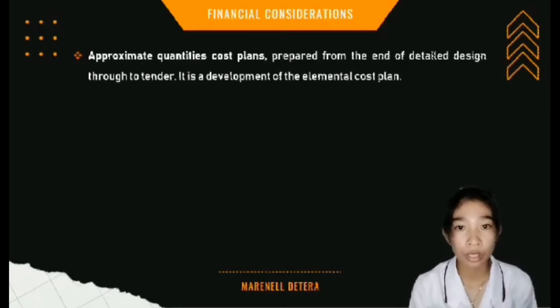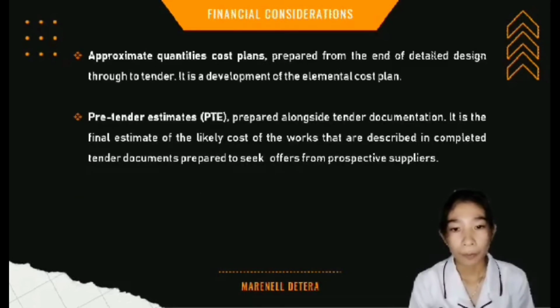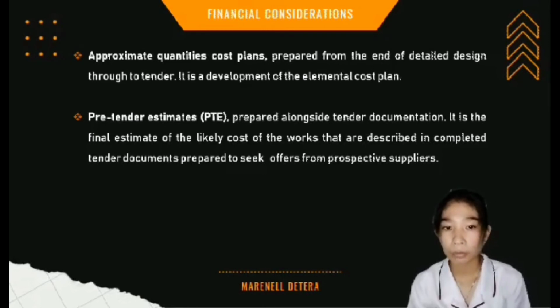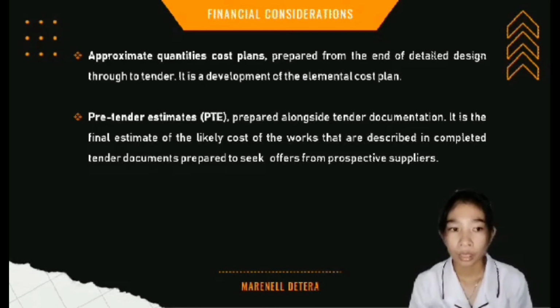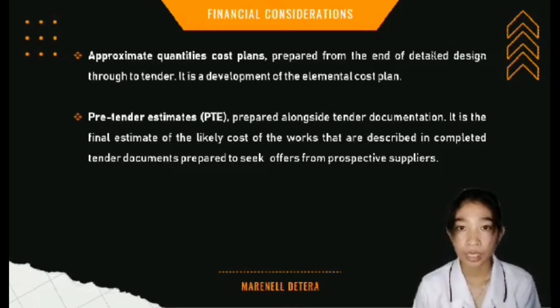The next one, which cost plan may include, is PTE, or the pre-tender estimates. PTE are prepared alongside tender documentation. It is the final estimate of the likely cost of the works that are described in completed tender documents prepared to seek offers from the prospective suppliers. But take note that the pre-tender estimate itself is not included in the tender documents.